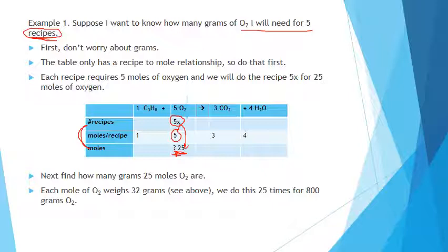Every mole of oxygen weighs 32, and I do that 25 times. So I'm going to end up with 800 grams of oxygen. And you could use dimensional analysis for this as well. That doesn't matter. But make sure you've got your units and make sure you can show me how it's done. Actually, just writing it out like I do is fine.